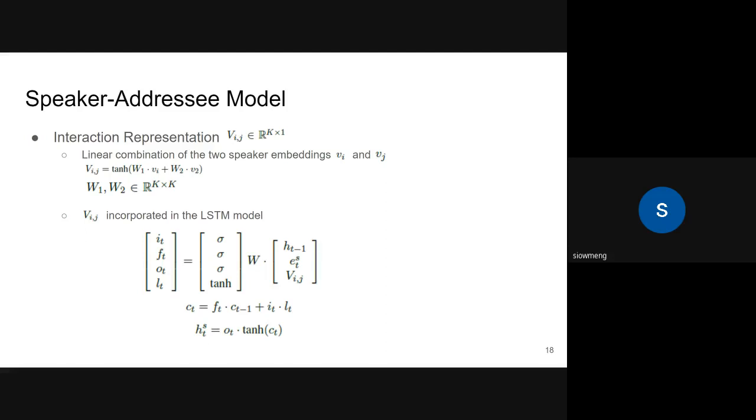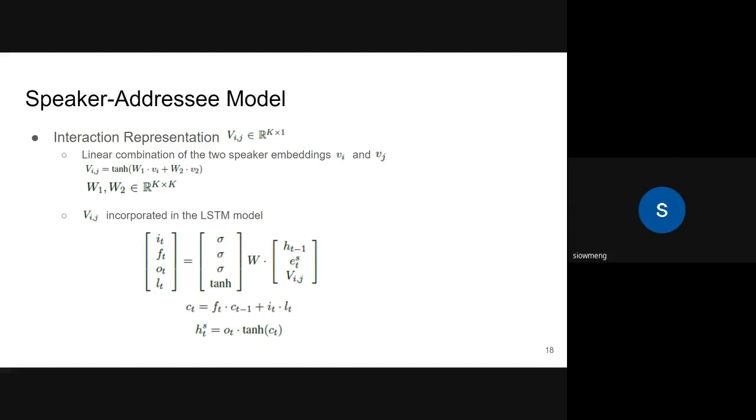The other model that the paper presented is the speaker addressing model. The trick is that it is now capturing the interaction representation between the two. So there will be a V_ij, where i is speaker I and j is the other speaker J. To mix them together, the authors proposed a linear combination of V_i and V_j. You can see that there's a W1 and W2. It's a linear combination between V_i and V_j. There's actually a typo here: this should be W2 V_j instead.